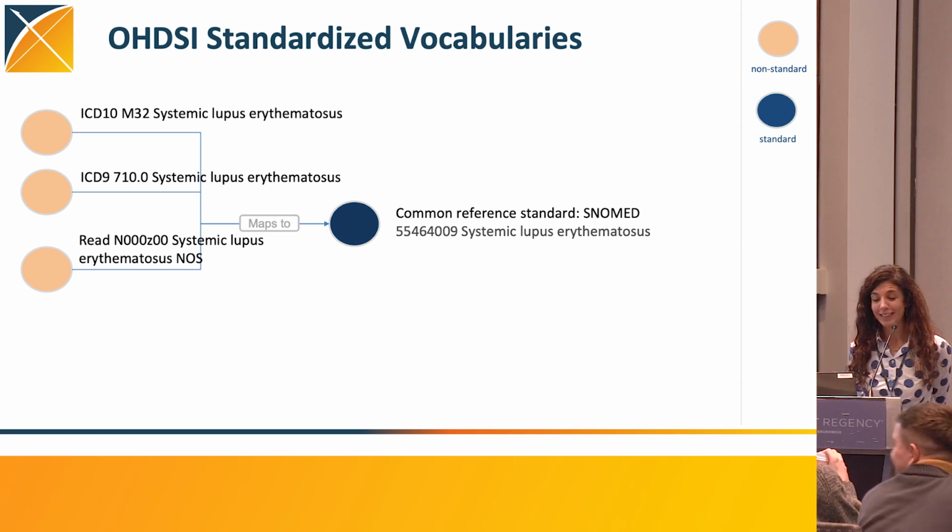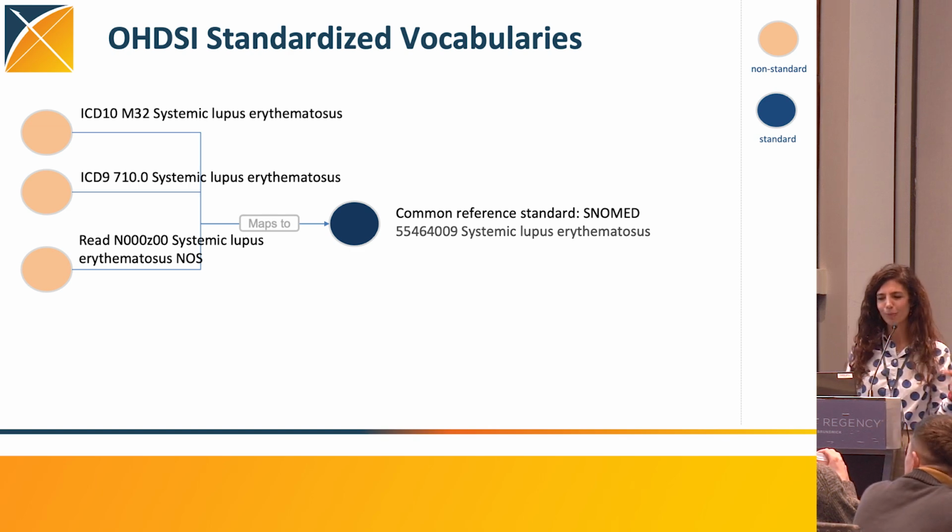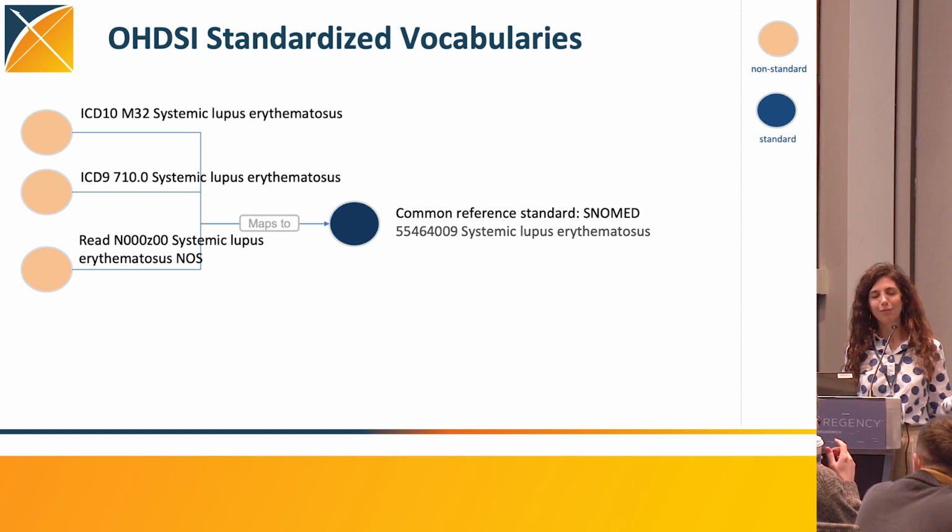If you're looking in the ICD-9 world, you'll find the 710.0, also a perfect match. If you live in the UK and you're using data with read codes, you'll find something very similar, systemic lupus erythematosus, not otherwise specified. All looks perfect. If you have no idea what you're looking for, that would be a perfect match and nobody can argue with you, correct?